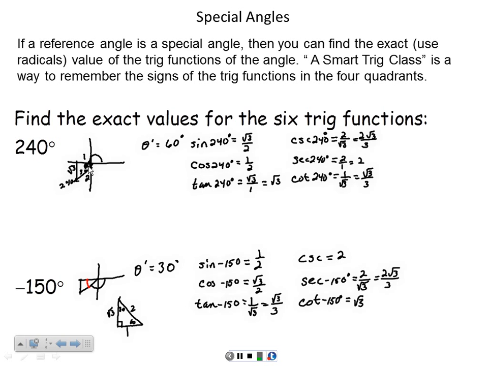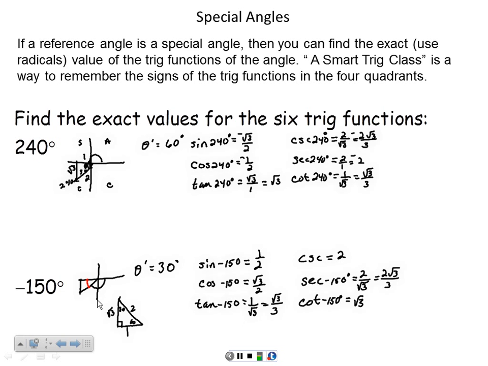Now, remember, and I did forget, that the signs of these quadrants, because we are talking about angles and quadrants, can be remembered with a Smart Trig class, and we talked about that in the previous chapter. So if we're in quadrant 3 for 240 degrees, the only thing that's positive in quadrant 3 is tangent and its inverse, which is cotangent. So sine is going to be negative and cosecant is going to be negative. Cosine is going to be negative and secant is going to be negative.